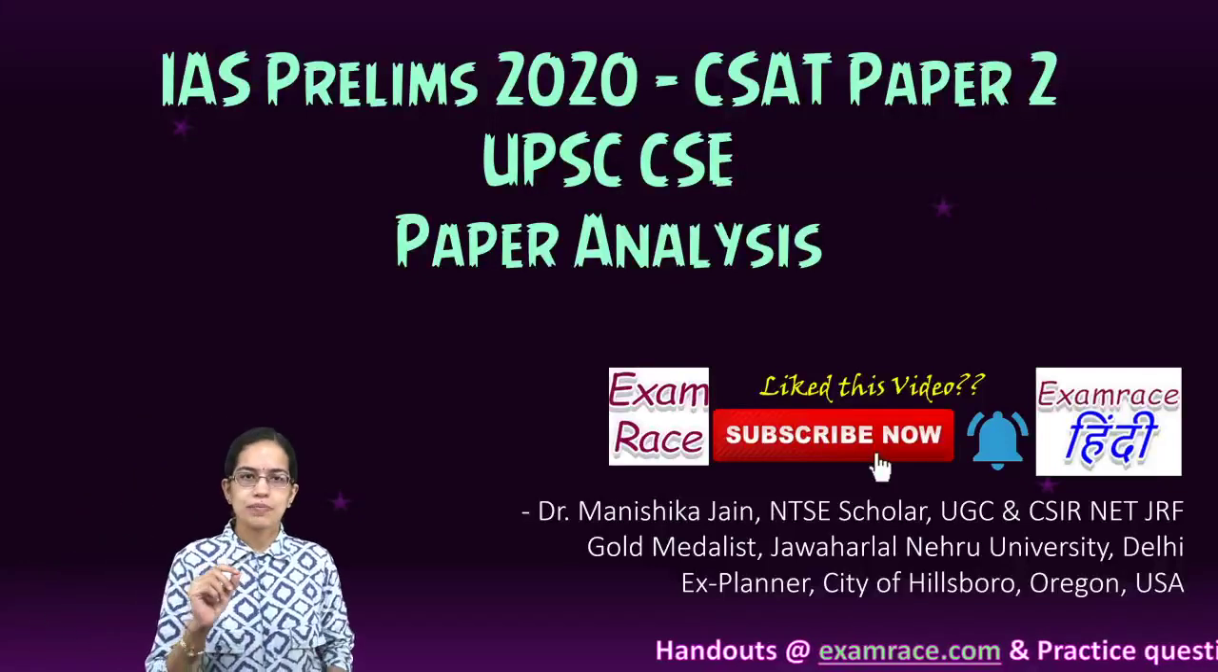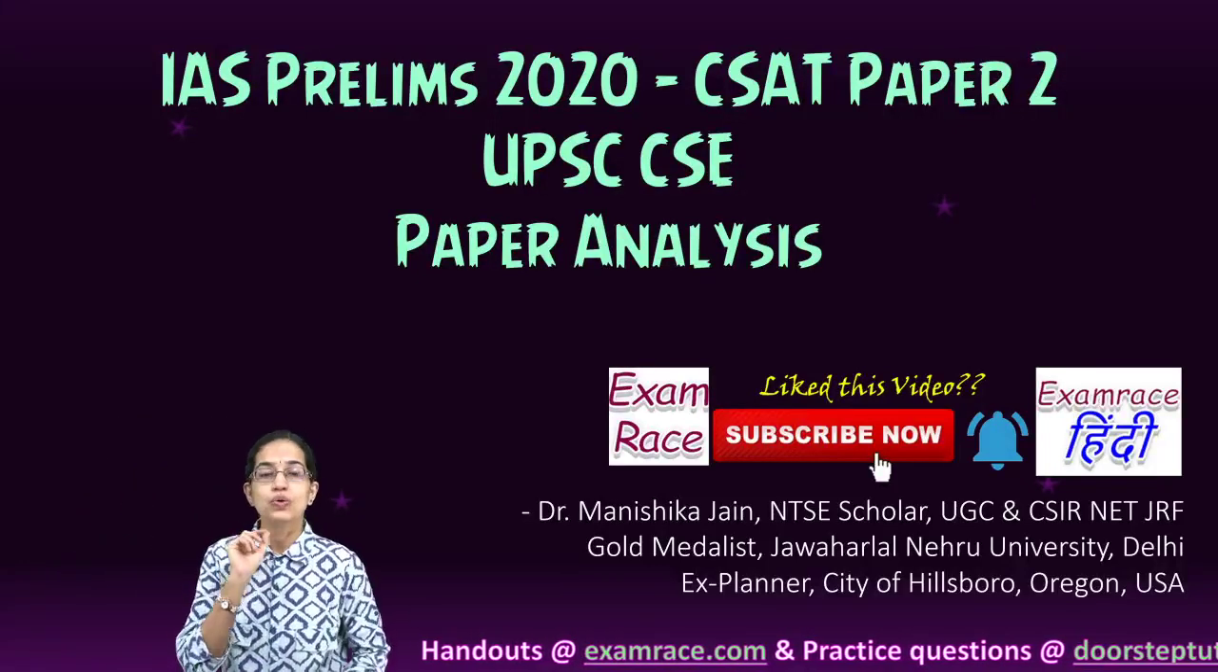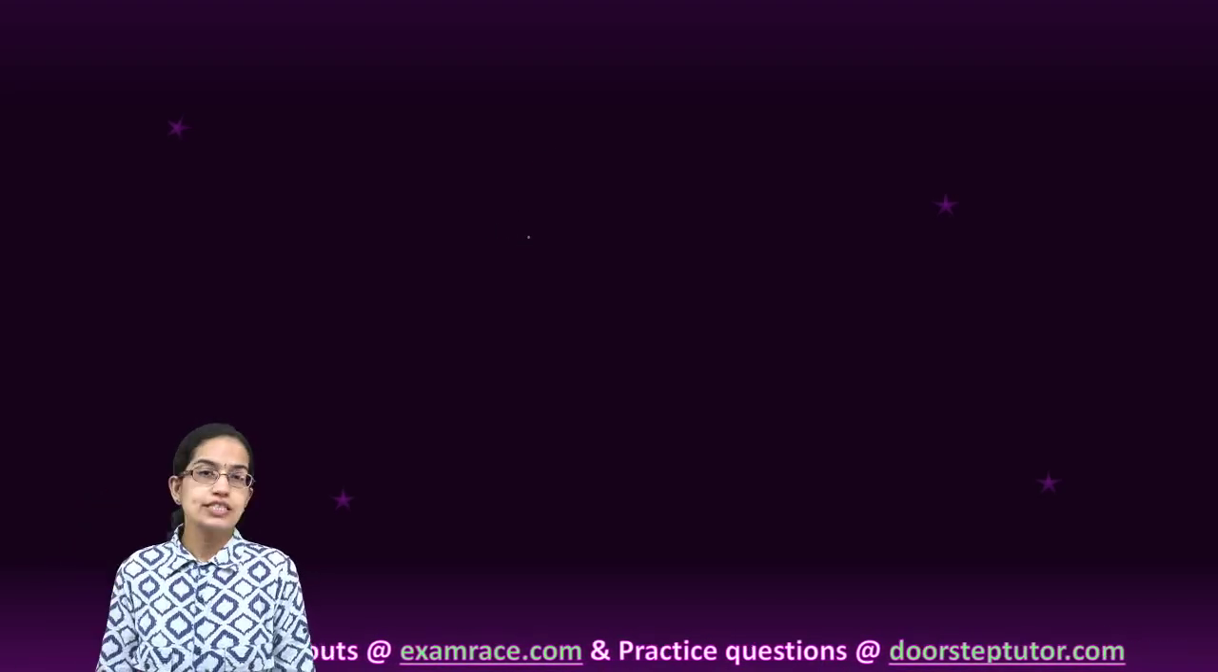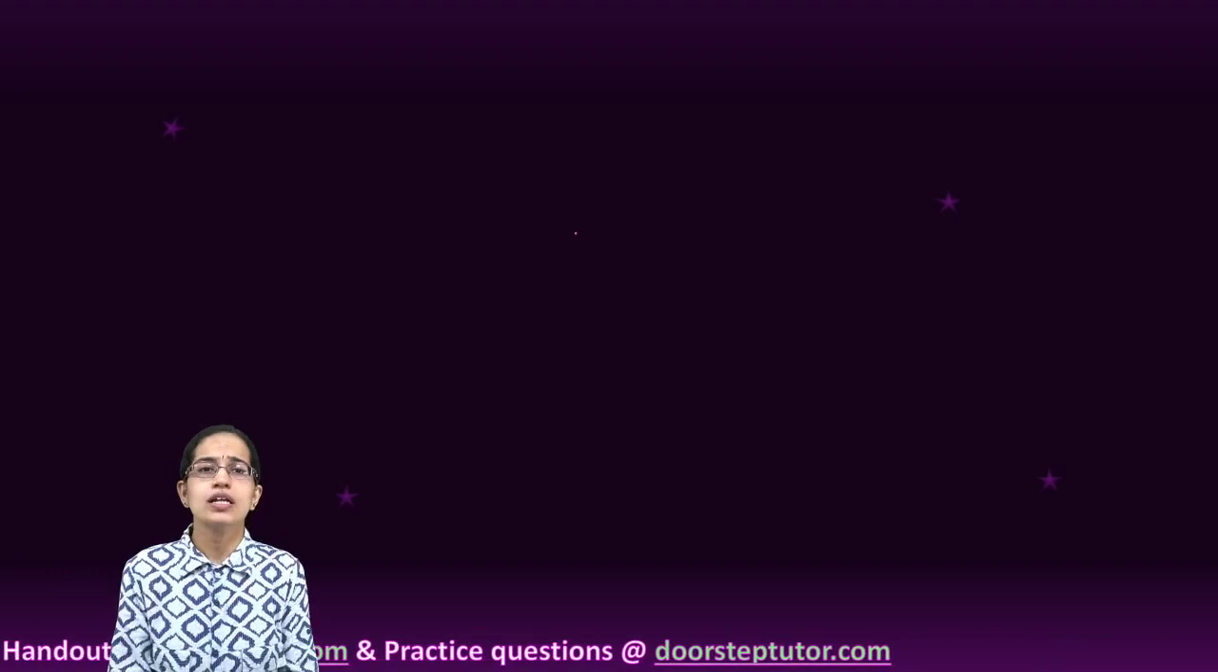Let's talk about the paper analysis for CSAT Paper 2, Prelims 2020 examination. For those who have appeared, the paper was relatively very easy, so expect a higher cutoff this time. The questions were not very difficult. None of the questions was from core mathematics that required a skill above the level of class 10th, we would say.